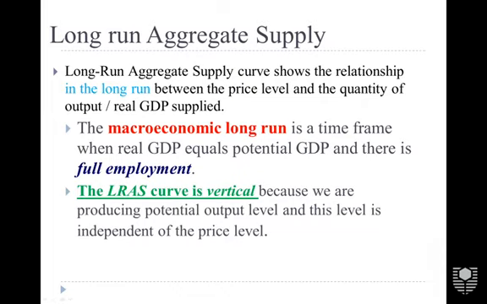The long run is a time frame where the real GDP, or the actual GDP that you are producing, is equal to the maximum possible GDP. That means potential GDP, and there is full employment in the economy. When I say full employment, remember the last chapter? Full employment is a point where everybody who is looking for a job finds a job. So everybody is employed, and we are fully utilizing our resources.